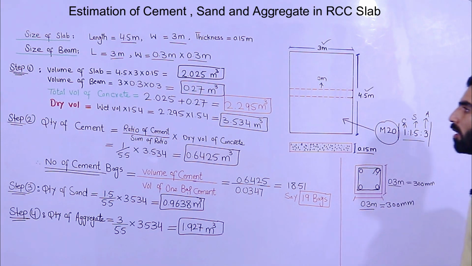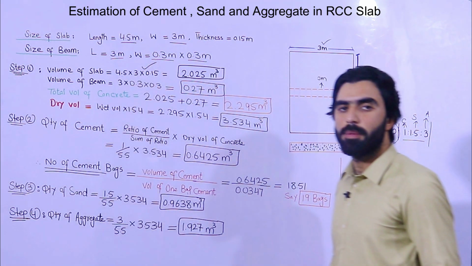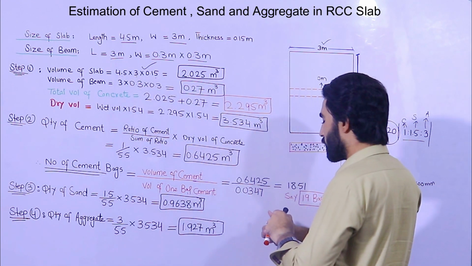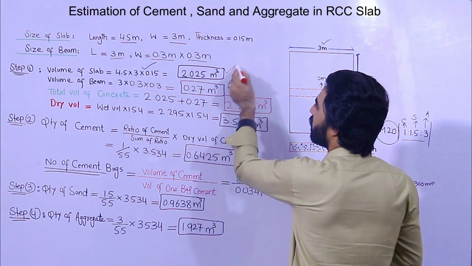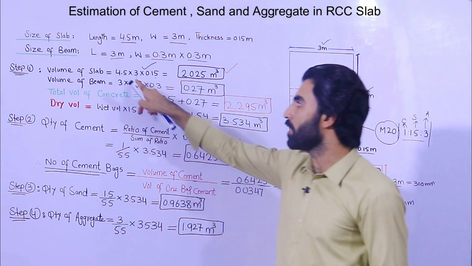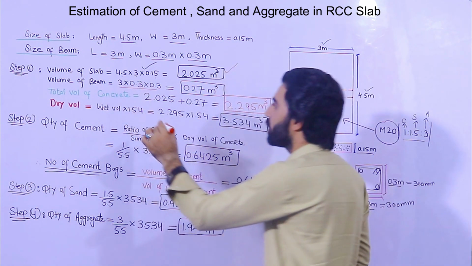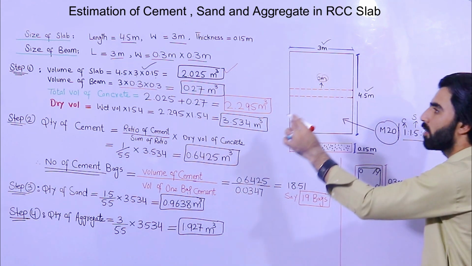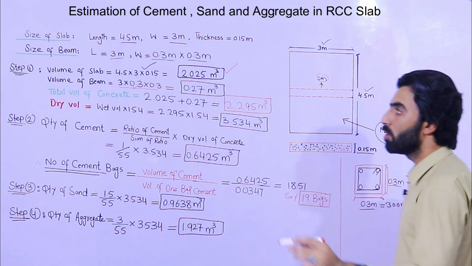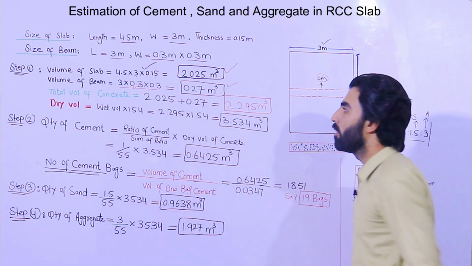Next guys, let's find out the volume of slab, which is 4.5 by 3 by 0.15. So the total volume of the slab will be 2.025 meter cube when you multiply these 3 dimensions with each other. Next, volume of beam, which is length 3 meter, depth 0.3 meter and width also 0.3 meter. So the total volume of the beam is 0.27 meter cube.